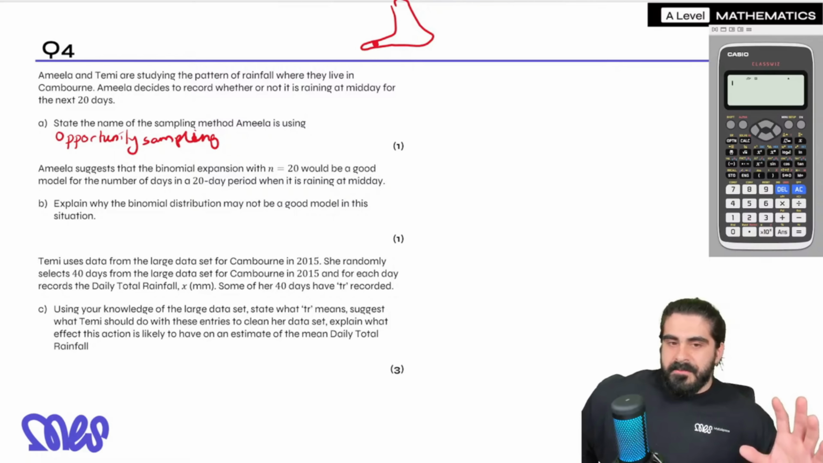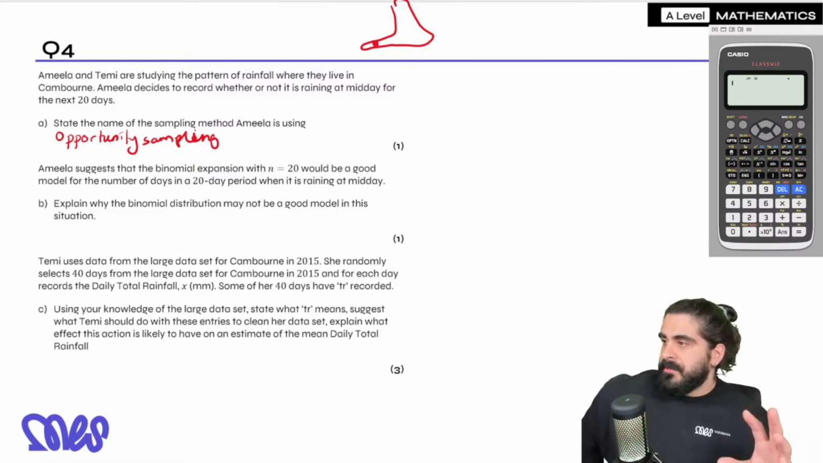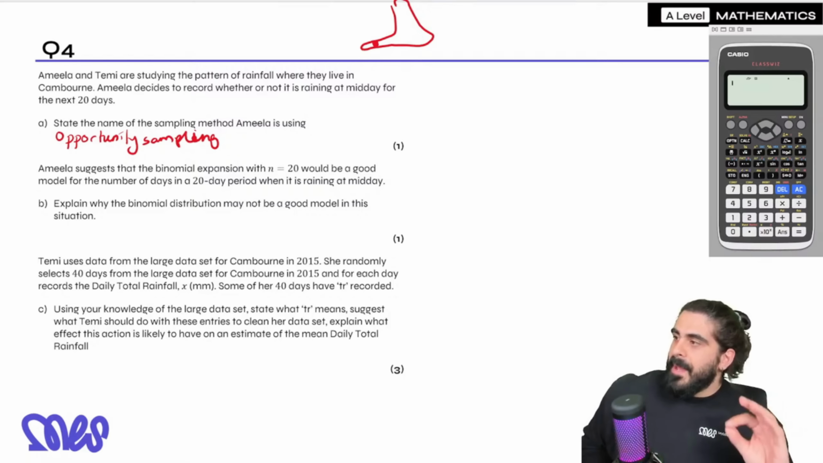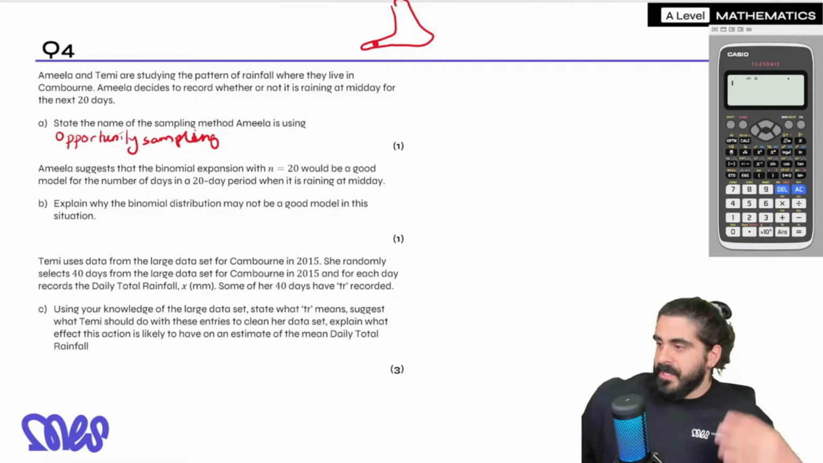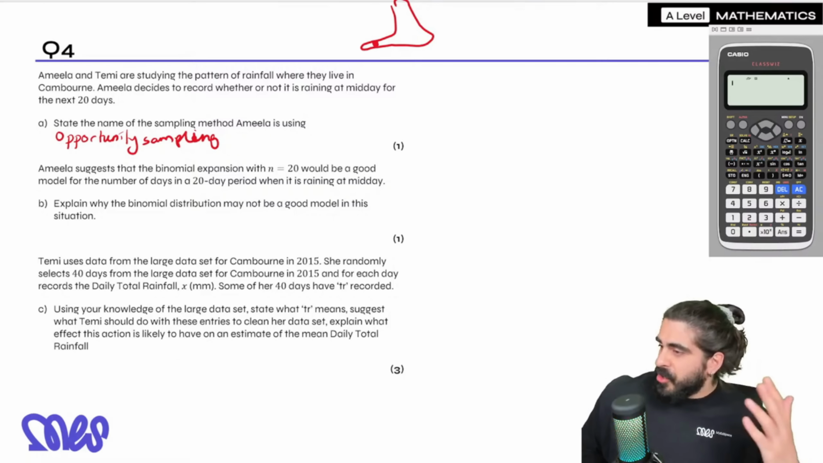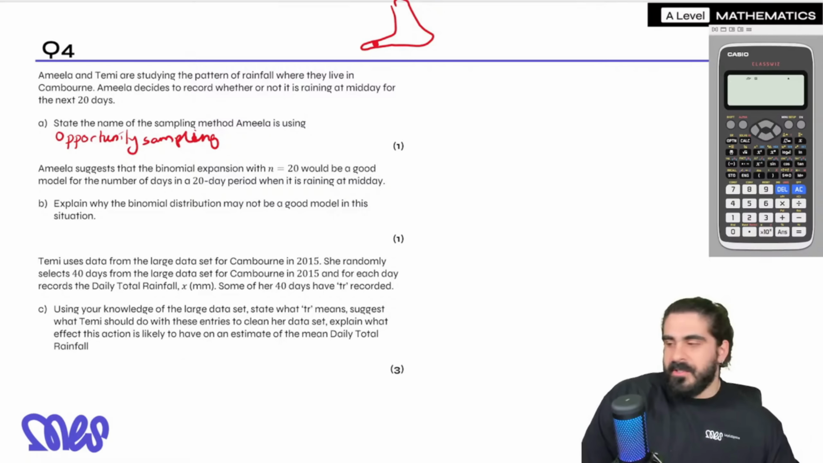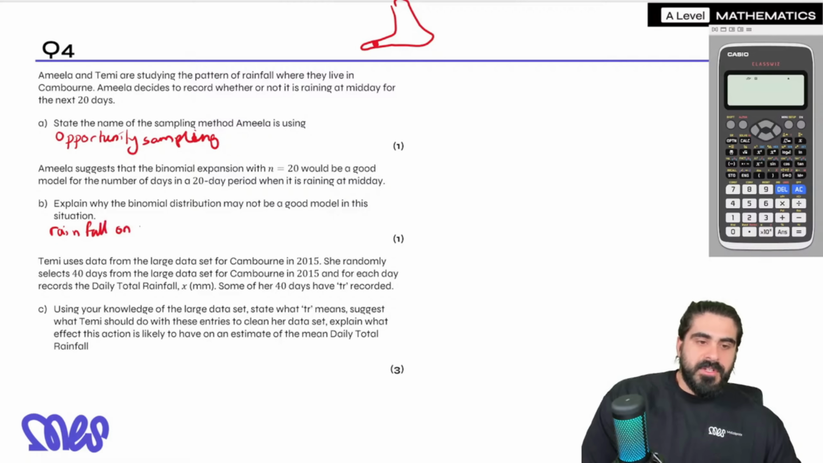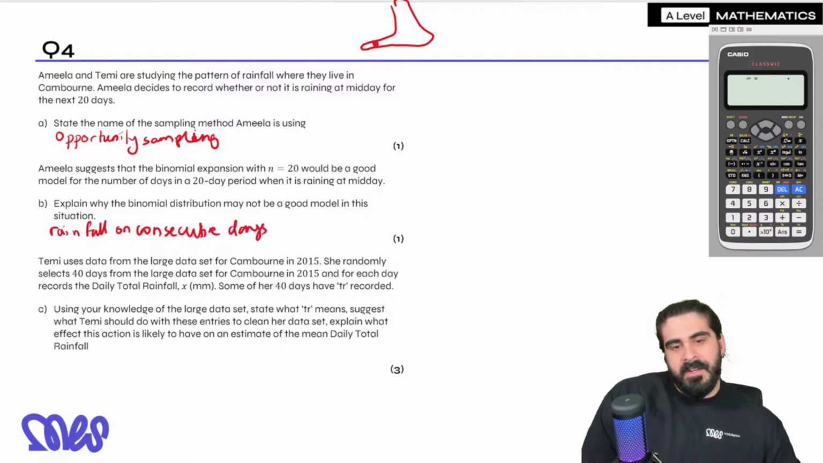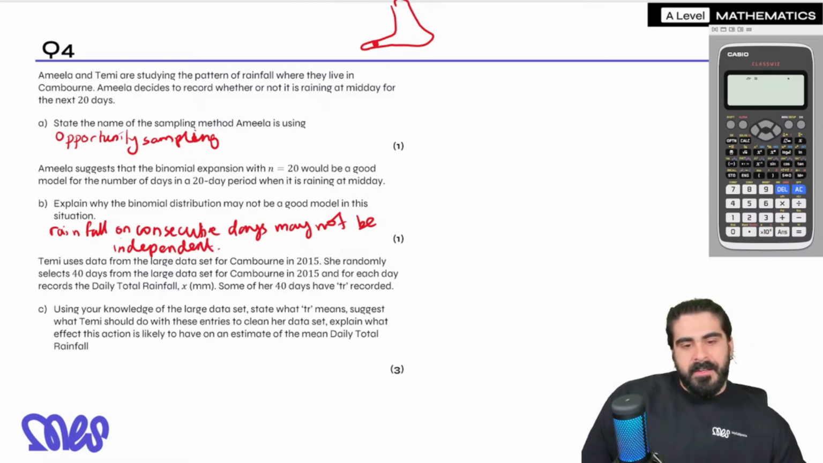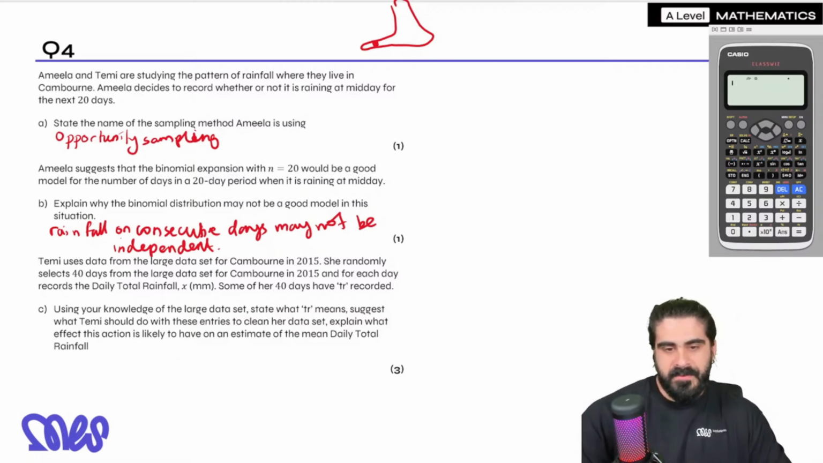But you don't want to say that it's a fact. You want to say that rainfall on consecutive days may not be independent. That's all you need to say. But I think saying p may not be constant for each day is also fine. So if you want to say any of those two, go for it. I just think the independence logically makes more sense to me. But yeah, rainfall on consecutive days, especially in the UK, may not be independent.